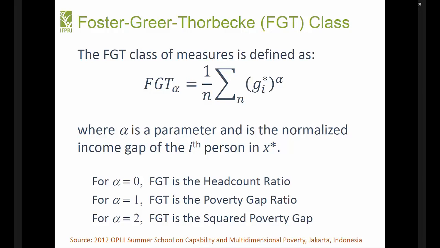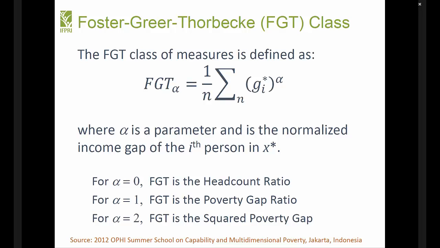So this parameter alpha, and G star is the censored distribution. When alpha is 0, then it's the headcount. When alpha is 1, then it's the poverty gap ratio. And if alpha is 2, it's the squared poverty gap. Okay? So they're all sort of related. Okay, so that's unidimensional for you, right?